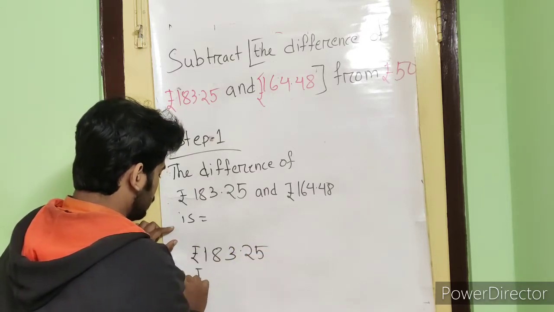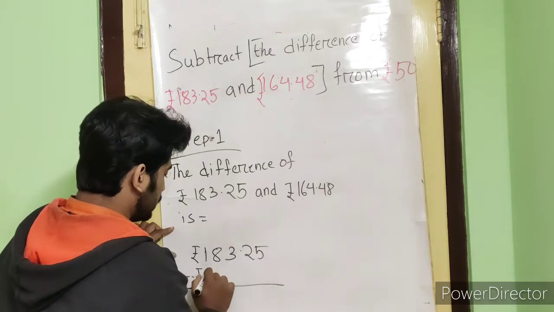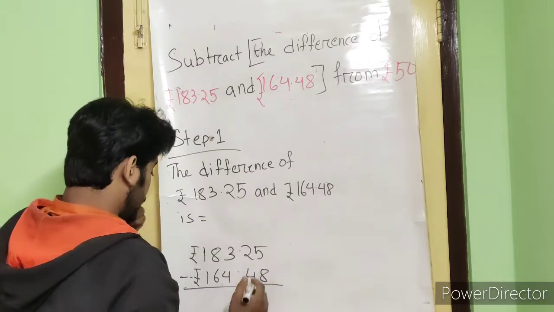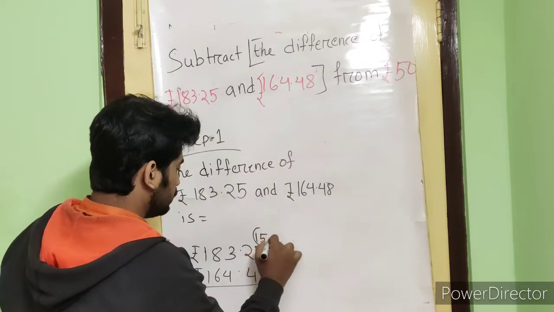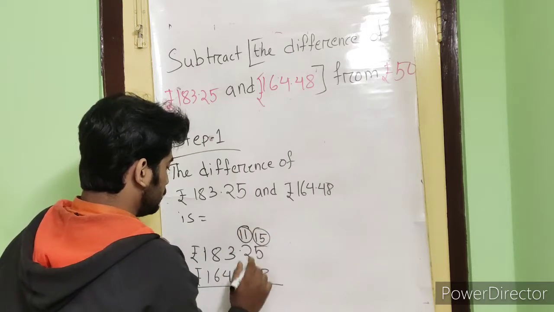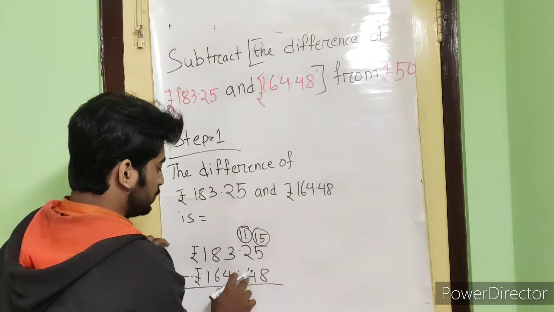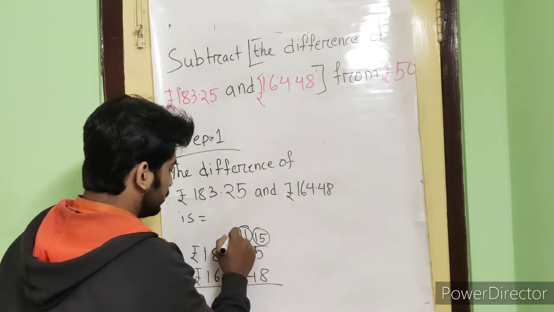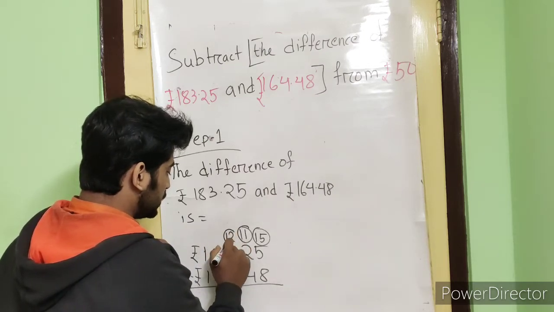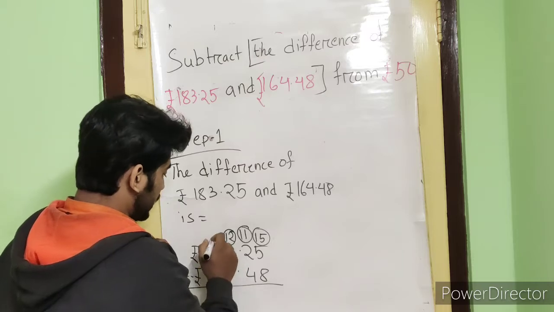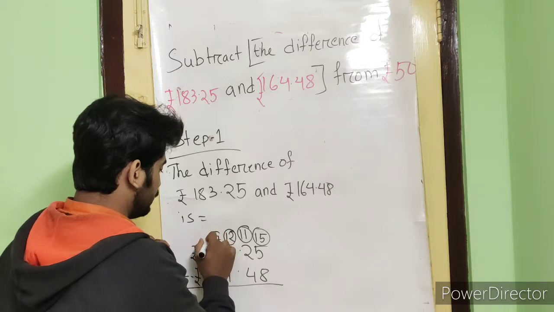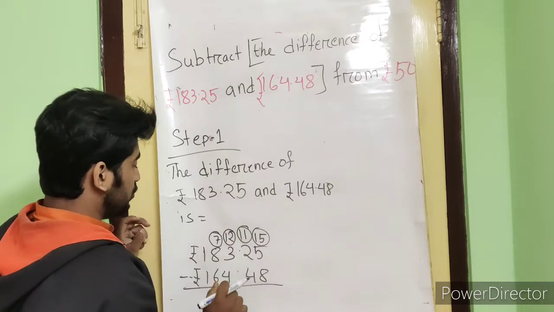Rupees 164.48. So at first it will be 15 and it will be 11, because 4 can't be subtracted from 1, so it will be 11. So the 3 will become 2. Again 4 can't be subtracted from 2, so we consider this one as 12, and after that it will be 7, so 6 can be subtracted from 7. No need to take any loan from anywhere, no need to borrow anything.